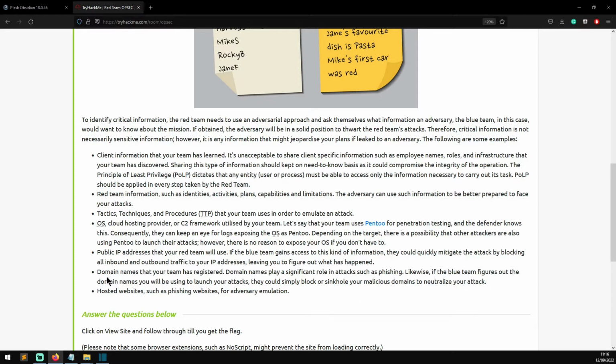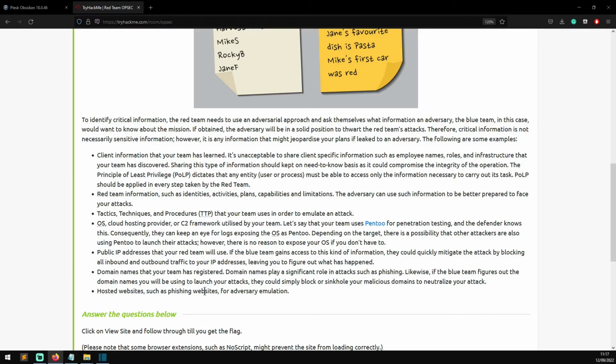There's more to it than that, but public IP addresses that your red team will use. If the blue team gains access to this kind of information, they could quickly mitigate the attack by blocking all inbound and outbound traffic to your IP addresses, leaving you to figure out what has happened. Domain names that your team has registered. Domain names play a significant role in attacks such as phishing. Likewise, if a blue team figures out the domain names that you will be using to launch your attacks, they could simply block or sinkhole your malicious domain names to neutralize your attack.